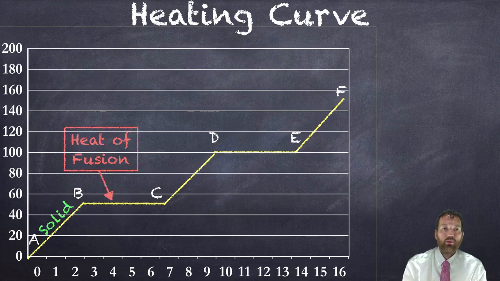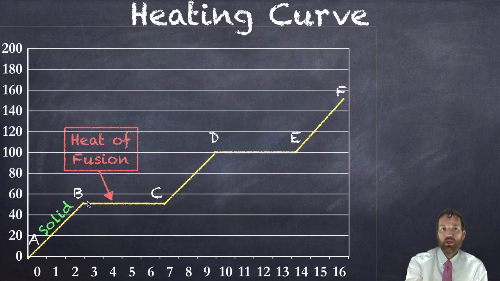And then we reach the flat line part of the graph. We'll call this leg BC here. The graph is leveling off here. That is the heat of fusion. So we've added enough energy to start turning this solid into a liquid at this temperature.